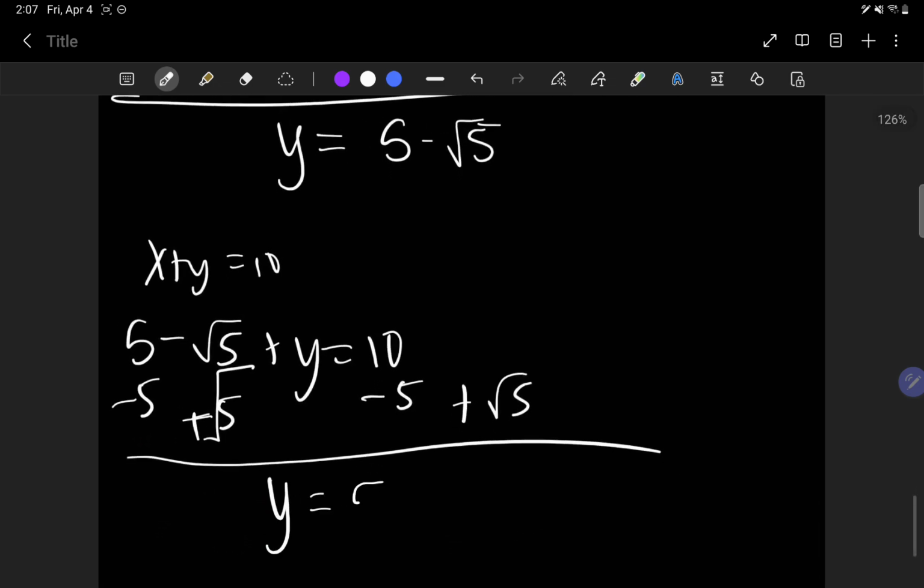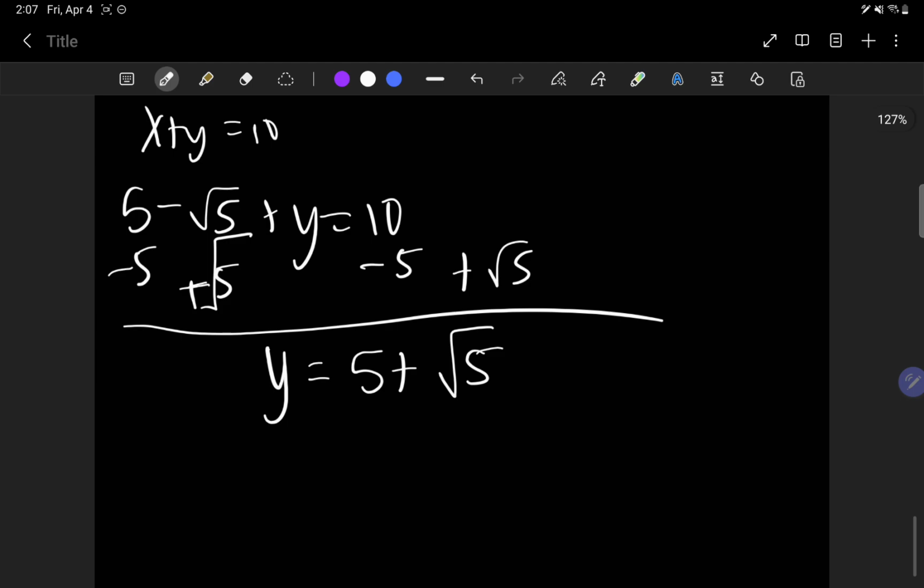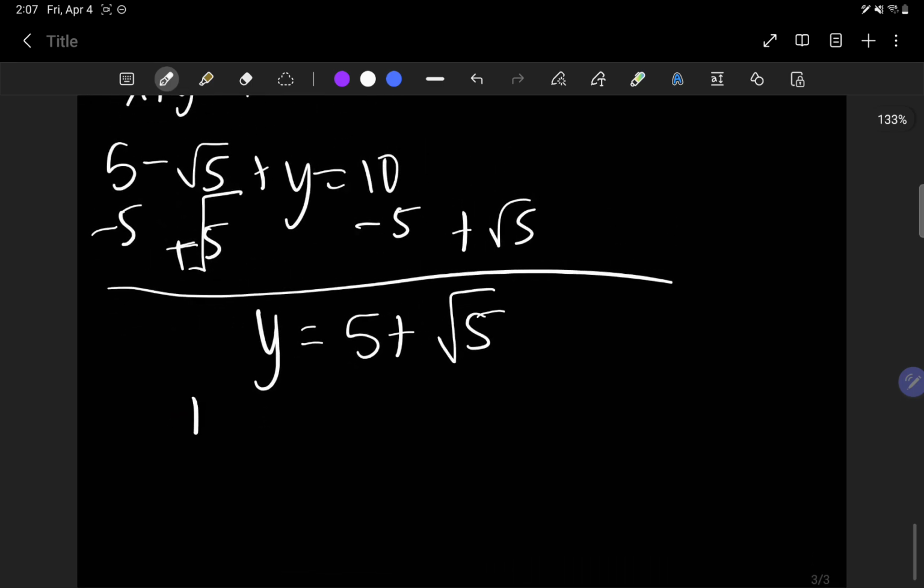And get y is 5 plus root 5. So look at that. You found your two numbers. Yeah. So we're not done yet, though, because the actual problem was what's the sum of those reciprocals? 1 over x plus 1 over y is what?